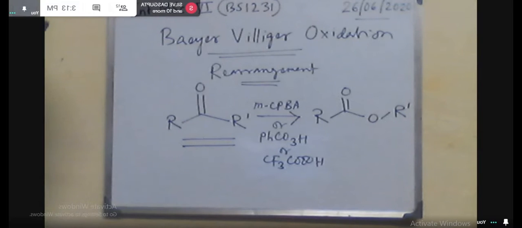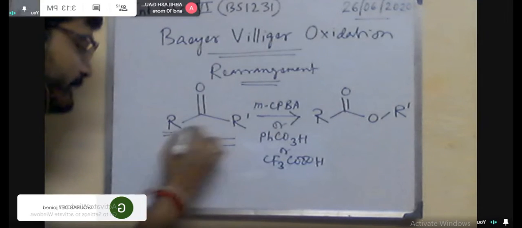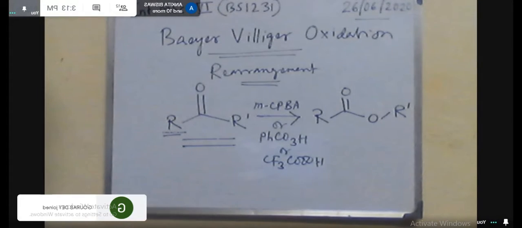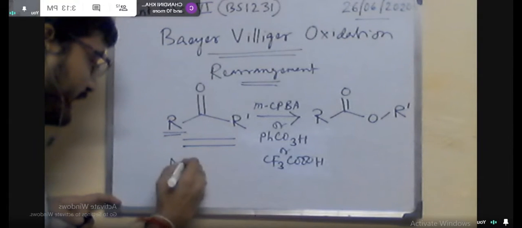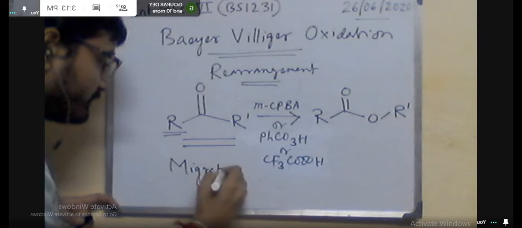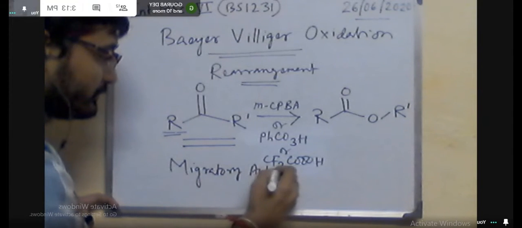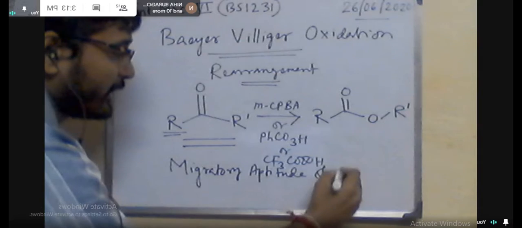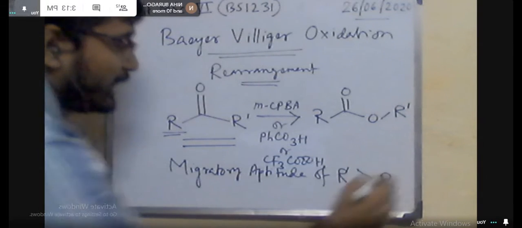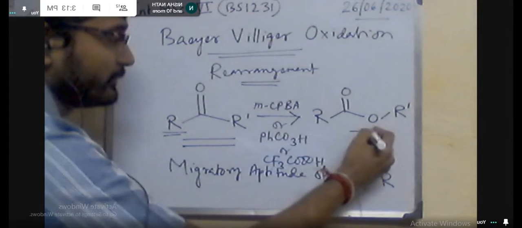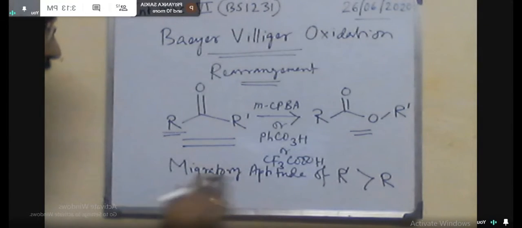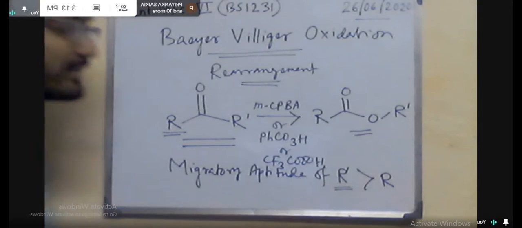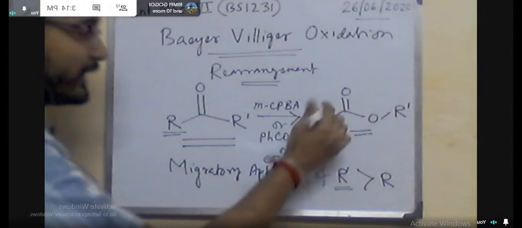Now in this case, depending upon the migratory aptitude of this R and R prime, the ester will form. So in this case, the migratory aptitude of R prime is greater than R. That's why you are getting this ester. But if the scenario is the opposite, that means the migratory aptitude of R is greater than R prime, then you will get R prime C double bond O R.